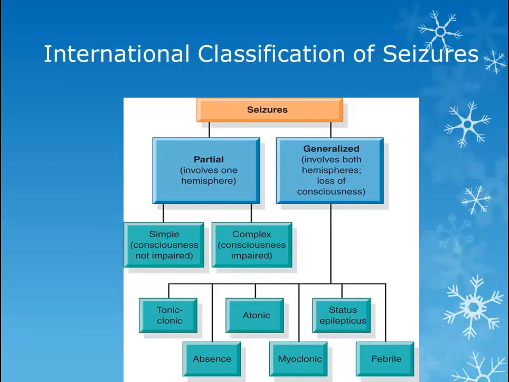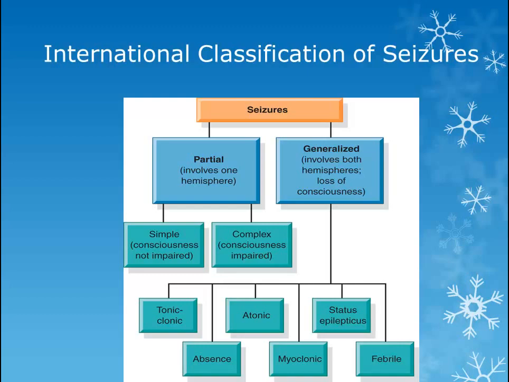International classification of seizures. Seizures can either be partial or generalized. Partial seizures involve one hemisphere. They could either be simple or complex. Simple, consciousness not impaired. Complex, consciousness is impaired. Generalized seizures involve both hemispheres, and generally there is a loss of consciousness.